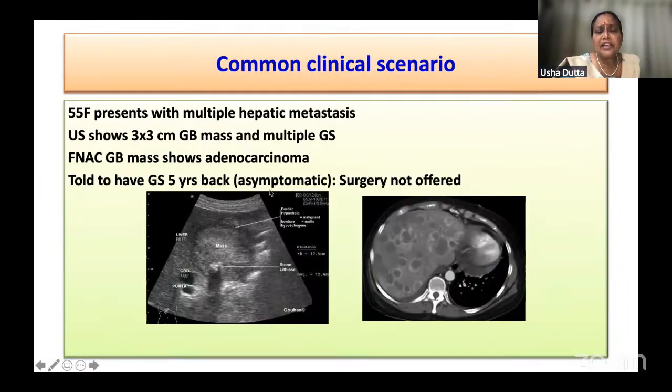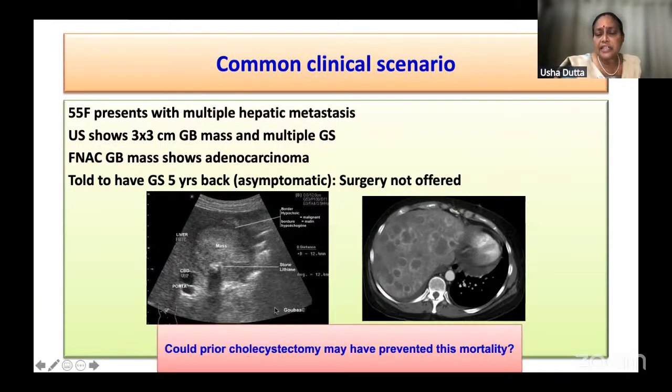So the common scenario is when a patient presents to me with multiple hepatic metastasis, there is a GB which is 3 into 3 centimeters, and the FNAC shows adenocarcinoma. And she was told 5 years back, you have asymptomatic gallstones and you don't need surgery. So this is the kind of patient I'm thinking about: what we should be advising them on a long term.